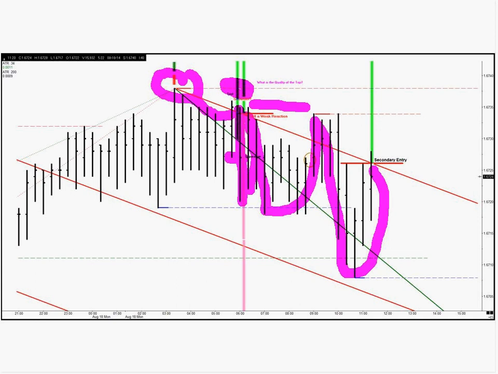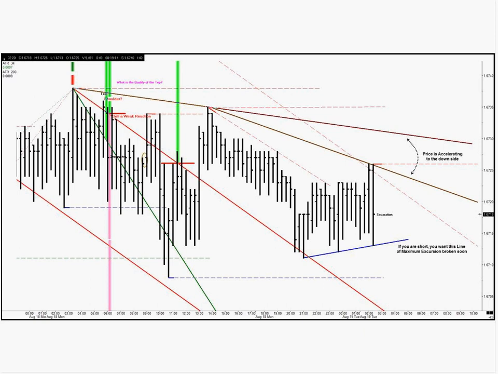As you miss this sell, you can still sell here. You can afford 20 pips to be short here and have your stop 5 pips or more above the C pivot. Okay? So this is a good secondary entry, and you know more about the market. Let's continue with it. Price comes up for the secondary entry.